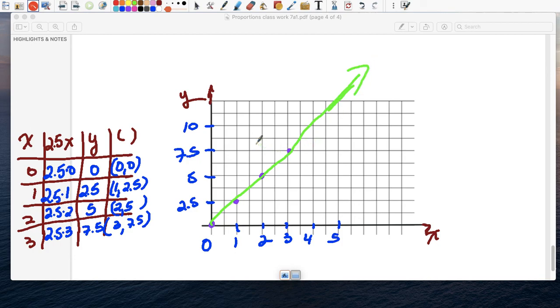Okay. So the equation of my line is y equals 2.5x. What was k? K equals 2.5. All right. Okay, that's it.